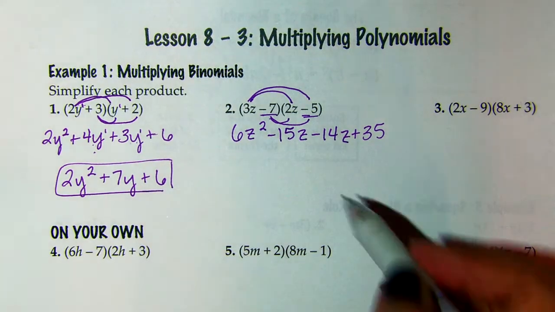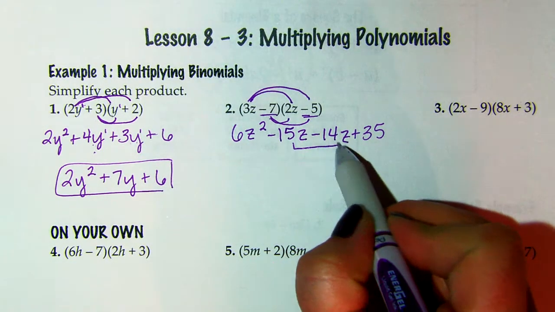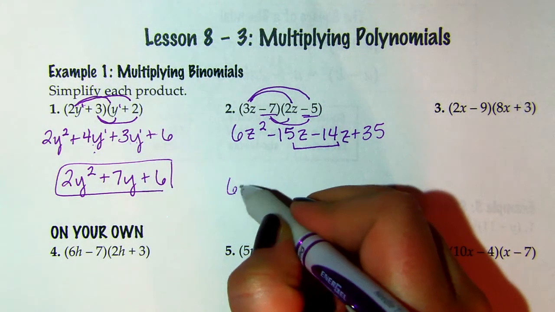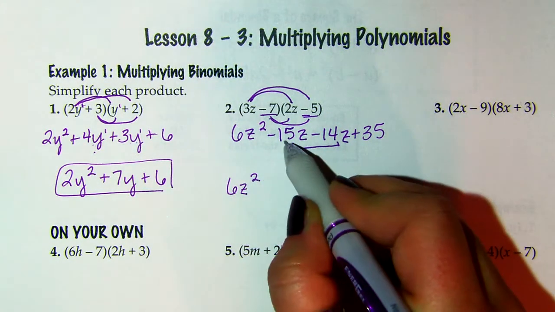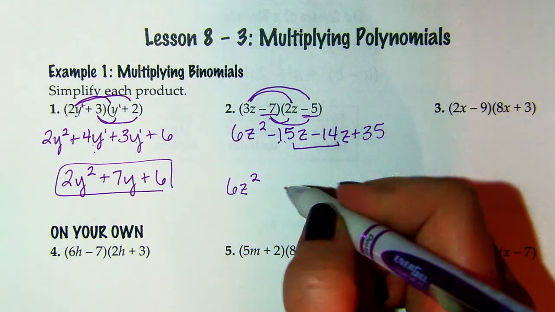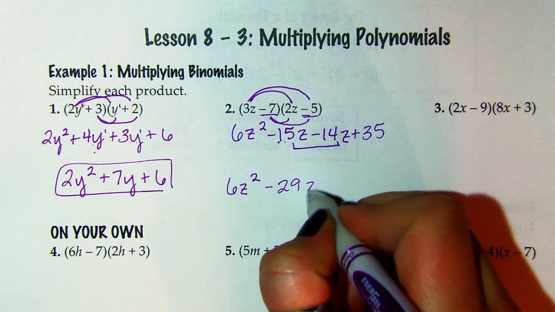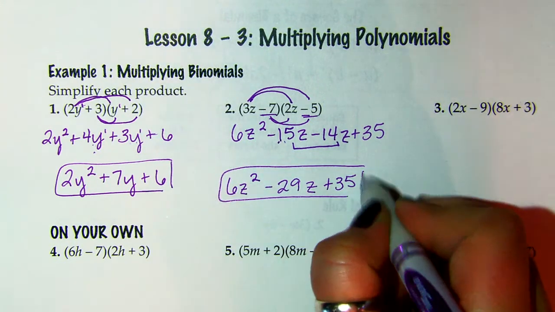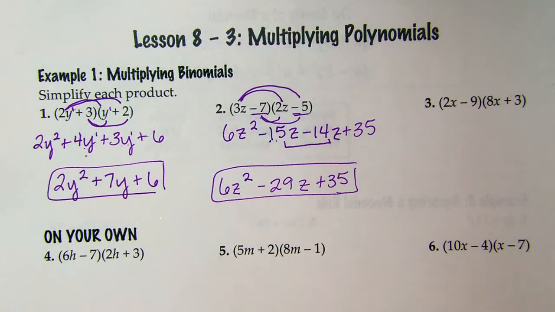So then the like terms, there's 2 in the middle again. It's very common that they're in the middle. So 6z squared stays the same. Negative 15 minus 14 is negative 29z plus 35. Final answer. So again, always make sure your final answer, all of the like terms have been combined.